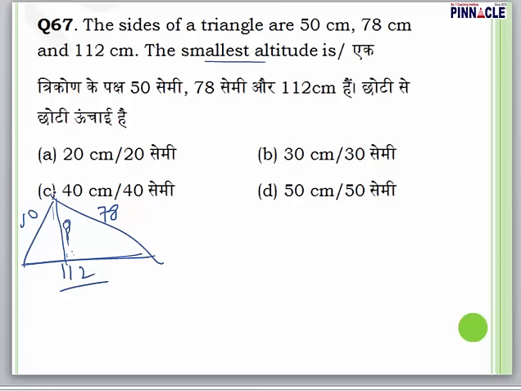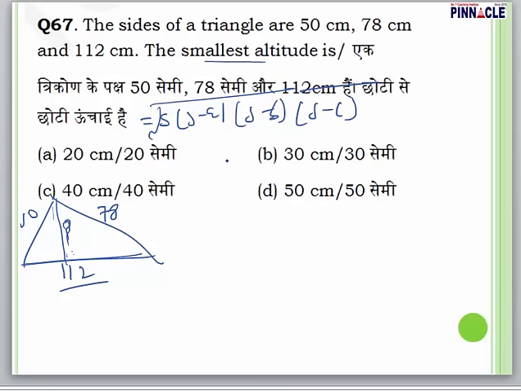So first, if we know the area of this entire triangle, then it will be equal to 1 by 2 area of the base into height. In that way we will be able to find the value of h. So what will be the area of this? You have to find it through Heron's formula. And what is the formula? Area is equal to root of s into s minus a, s minus b, and s minus c.